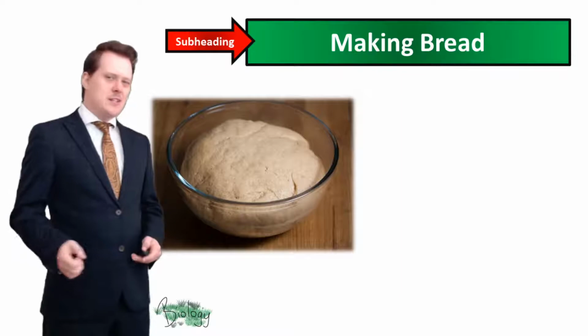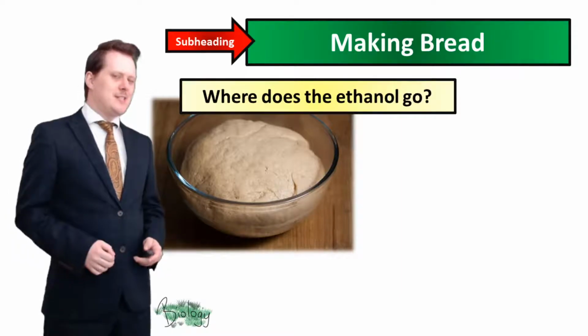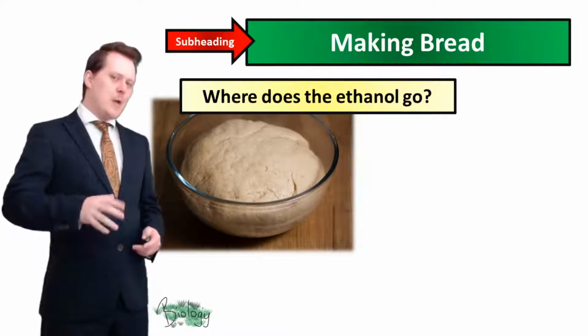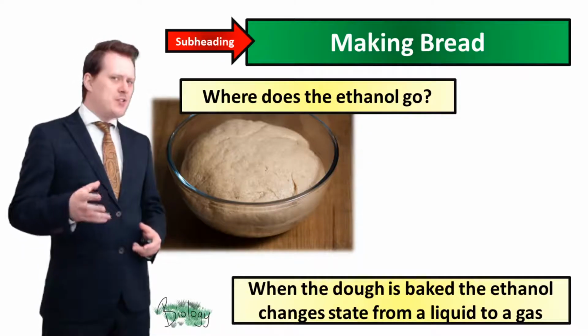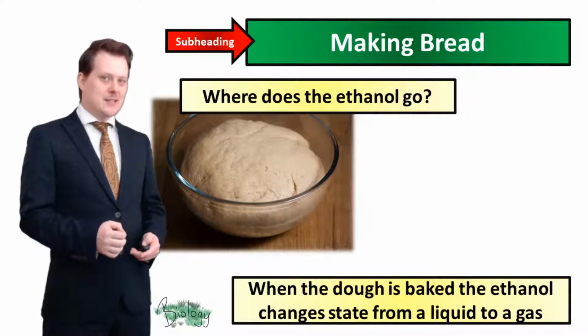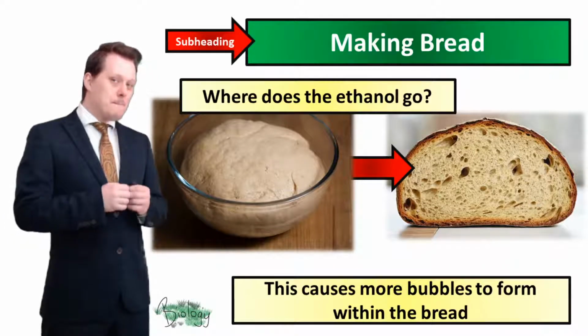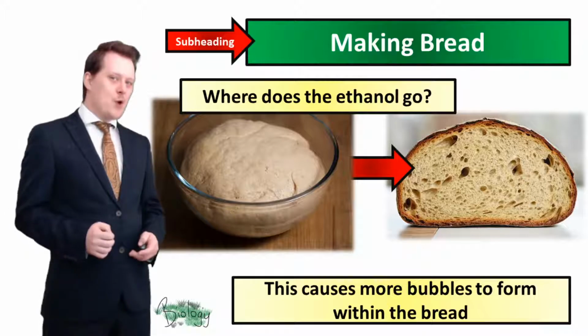But when we have bread, it's not full of ethanol, so where does this ethanol go? Well, when we put our dough in the oven to bake, ethanol boils. It changes state from a liquid to a gas. And so this causes more bubbles to form within the bread.